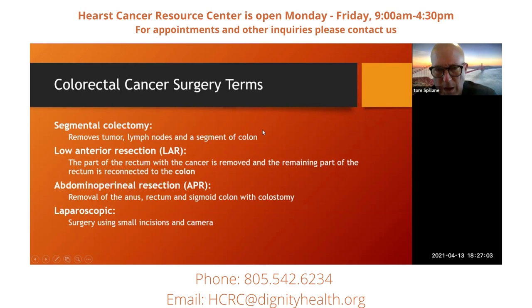If the tumor's not down too low or close to the anus, then a low anterior resection can be done. That's when part of the rectum is removed and the remaining part is reconnected to the colon. If it's down too far and the surgeon can't get clear margins, then they will have to remove the anus, the rectum, and the sigmoid colon with a colostomy, which, as most people know, is kind of like a hole that goes into a bag. So your stool goes into a bag, which is what a colostomy is.